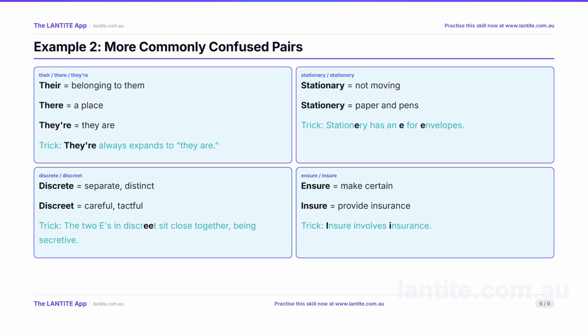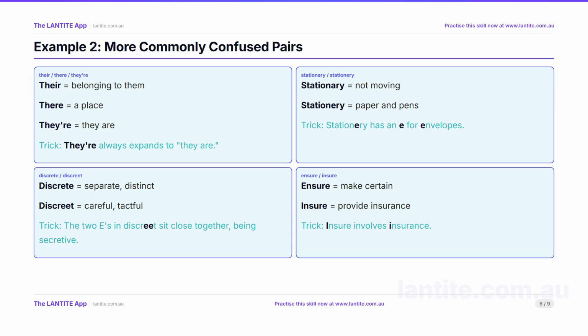Here are 4 more pairs that cause frequent errors. Their and there. Their means belonging to them. There refers to a place. They're always expands to they are. If you can say they are in its place, use the apostrophe version. Stationary versus stationery. Stationary with an A means not moving. Stationery with an E means paper and pens. The trick. Stationery has an E for envelopes.